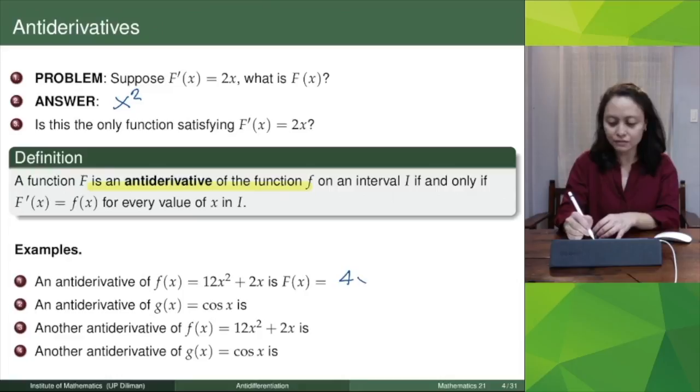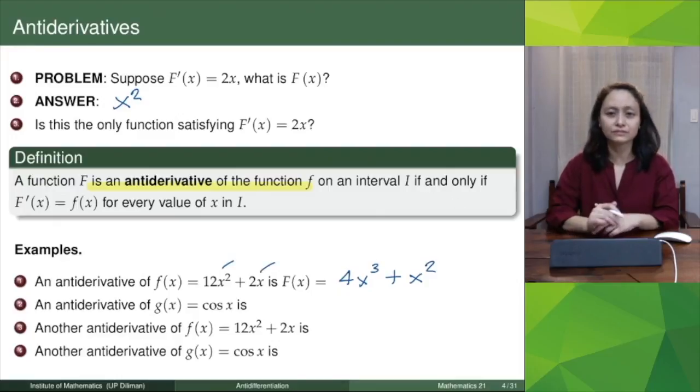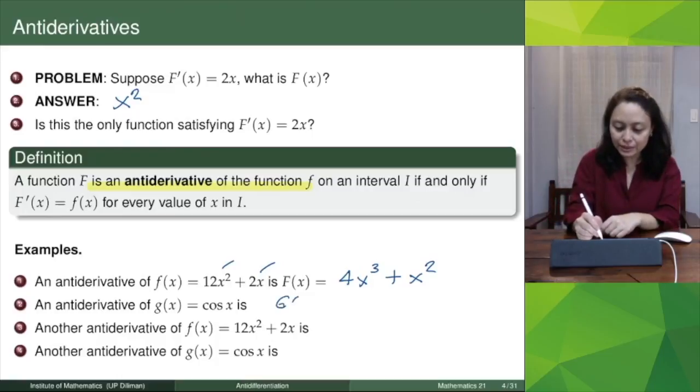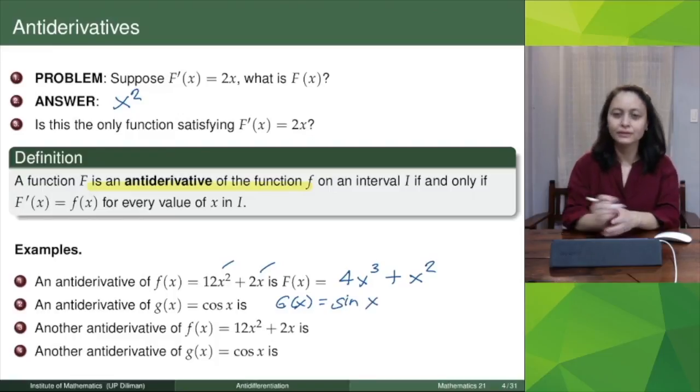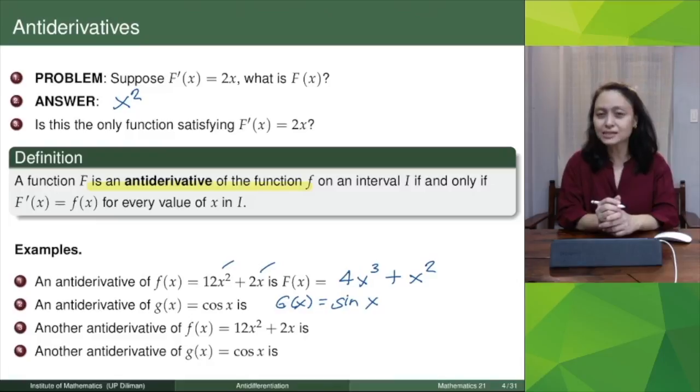So let's see. Is it 4x cubed plus x squared? The derivative of 4x cubed is 12x squared. So we get the first term. The derivative of x squared is 2x. So indeed, this is an antiderivative of this function. How about if you have g of x equals cosine x? What is its antiderivative? The antiderivative, let's call it capital G of x, is sine x. Because the derivative of sine x is positive cosine x.